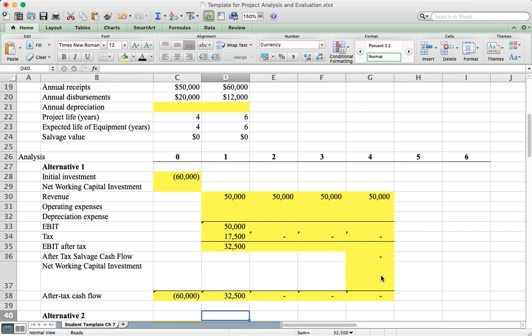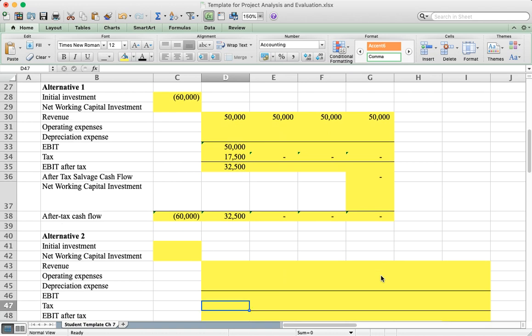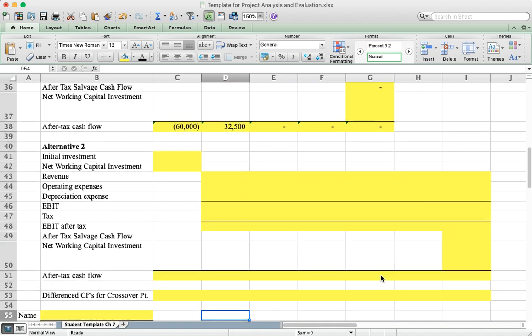You will do the same exact process for alternative 2. The only thing I haven't covered yet is depreciation expense. I'm coming back to that.